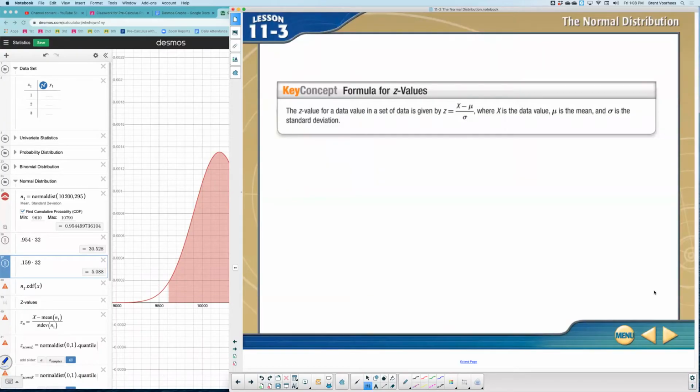Let's take a look at example 2. So example 2 has to do with this very important factor called the z-value, which is dealing with how many standard deviations a particular value is from the mean. So here's our formula. You take your random variable, you subtract the mean, and then you divide by the standard deviation.